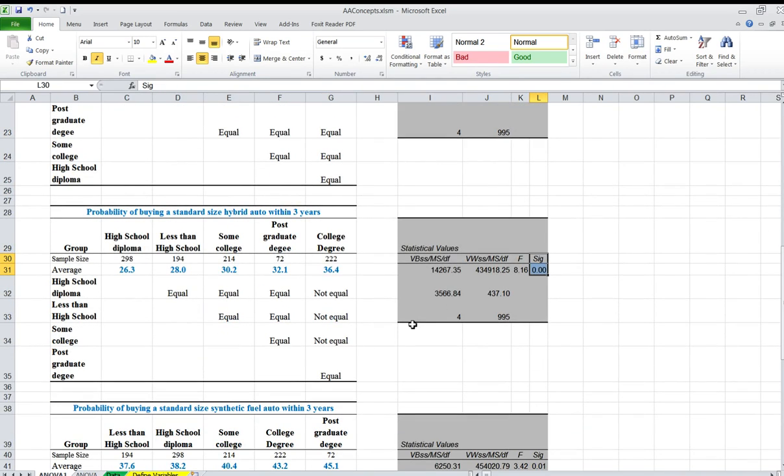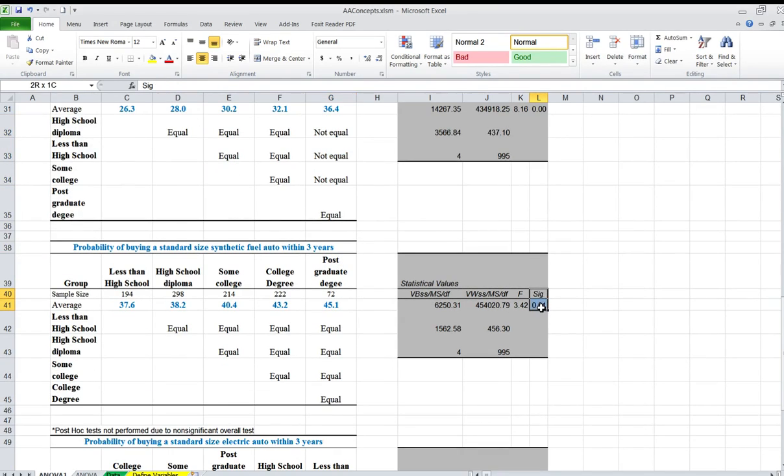In the third case, probability of buying a standard size hybrid auto within 3 years, which is the third type of car, there are 3 differences. This is a particularly interesting case because the Anova test indicates that there is a difference, but the post hoc analysis cannot tell us where the difference is. This is a paradox which might happen.